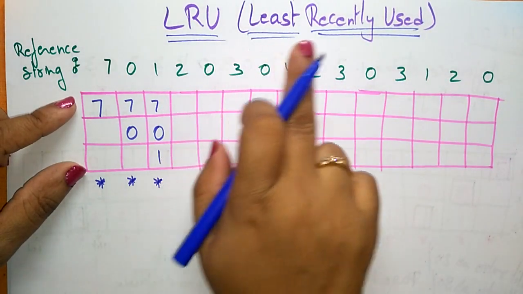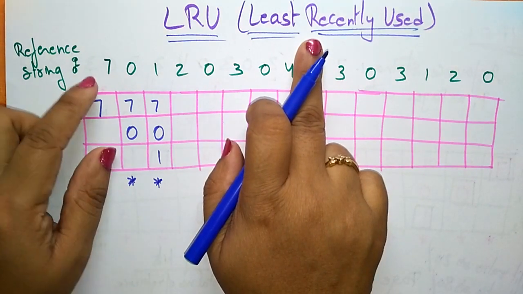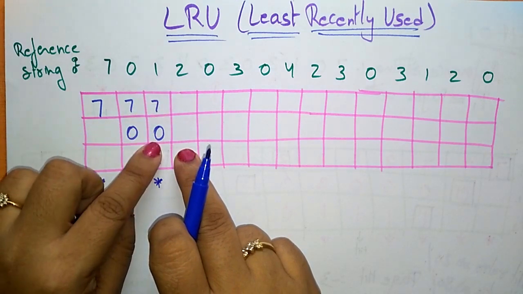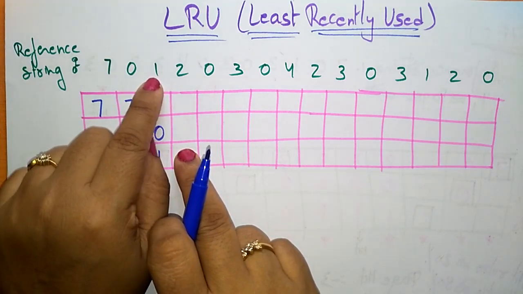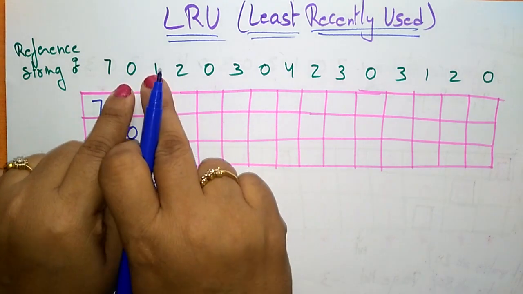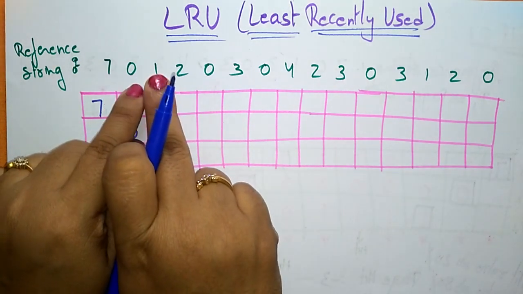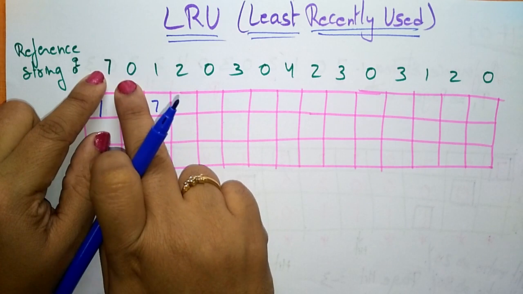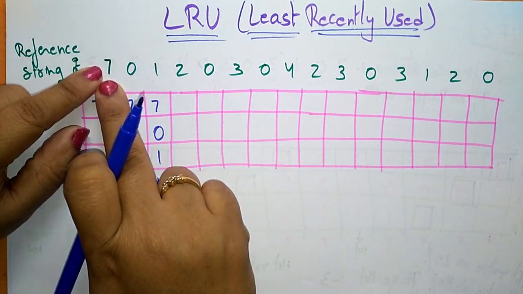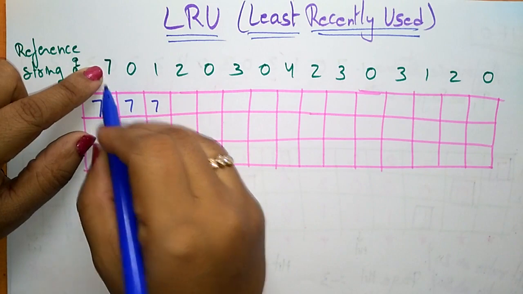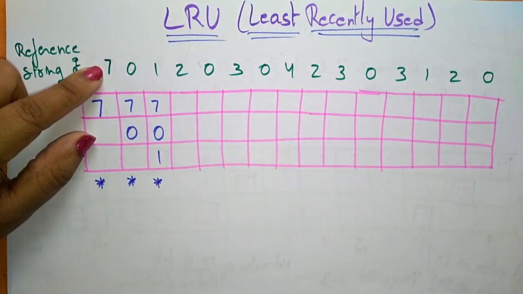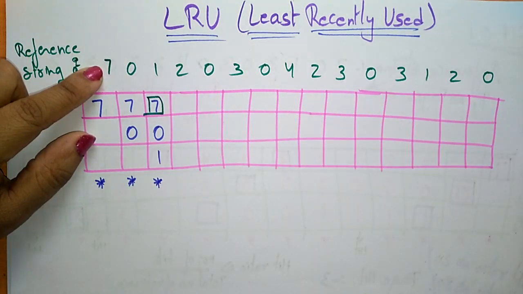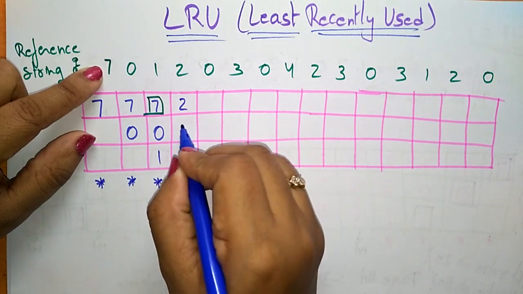So what is this least recently used? I have to place 2 in a frame, so which page has to be replaced? Now I have to check which is the least recently used. 1 is the most recently used, and the last one becomes the least. So 1 is most recent, so I don't want 1. Next is 0. Next 7. So 7 is the least recently used. So just remove the 7, and in place of 7, I write 2, 0, 1.